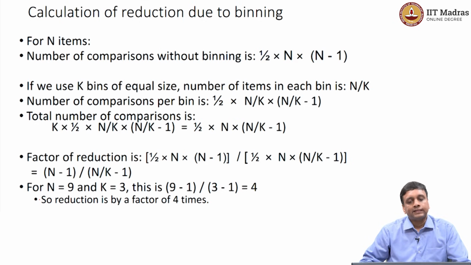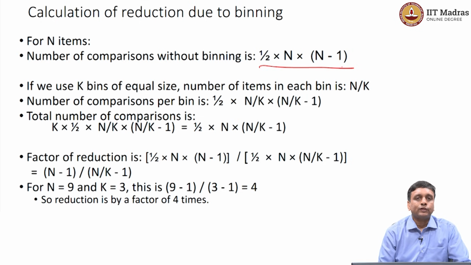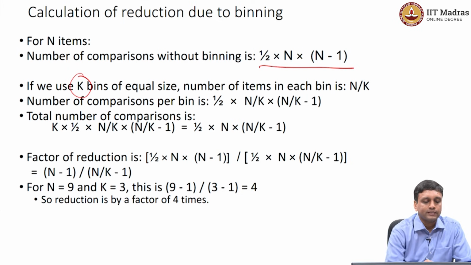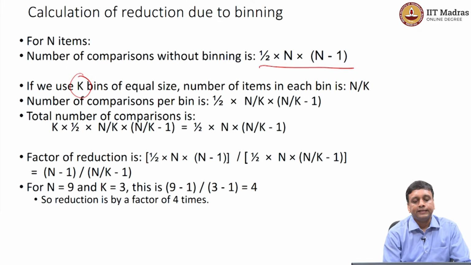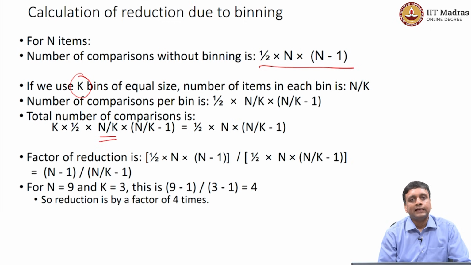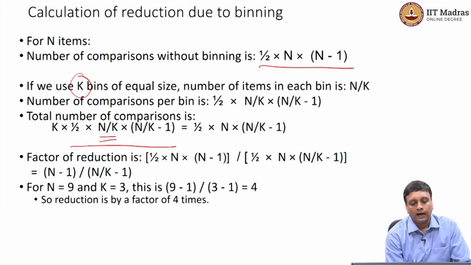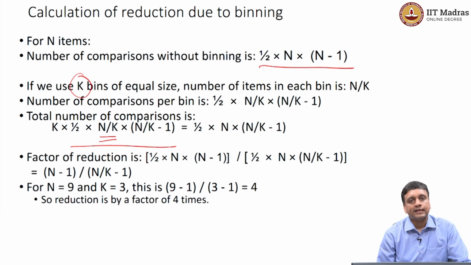So if you want to do an explicit calculation, we have this formula, right, n into n minus 1 by 2 as the total number of comparisons if we just do a brute force calculation across every pair in the entire set. Now if we have k bins of equal size, then each bin is of size n by k. So if we had 3 bins for 9, then we have 9 by 3. If we had, say, 16 elements and we put them into 4 bins, then each bin will have 4. So each bin now becomes half into the size of that bin and the size of that bin minus 1. So half into n by k into n by k minus 1. That's just applying the same formula to each bin.